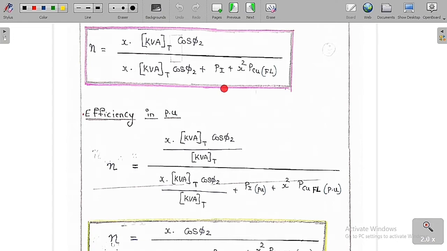iron loss divided by kVA rating of the transformer, which is nothing but the iron loss in per unit value, plus X square into copper loss at full load by kVA rating, which is nothing but the copper loss at full load in per unit value. So here these both are going to get cancelled. Here also both are going to get cancelled.